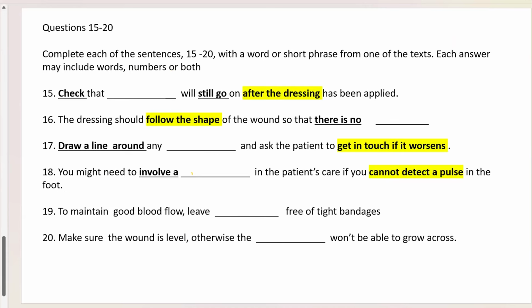Now, 18th one. You might need to involve a dash in the patient's care if you cannot detect a pulse in the foot. So you might need to involve some person or some specialist, right? Definitely you need to involve a person if you are not detecting a pulse, correct? If we are checking the pulse and not getting it, what usually will we do? We'll get help from another person, right? So from which text will it be? Text C. In which case will we not detect the pulse at foot? Maybe after the debridement.